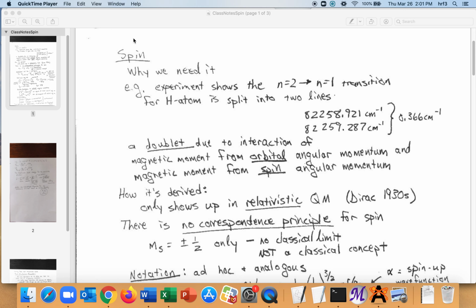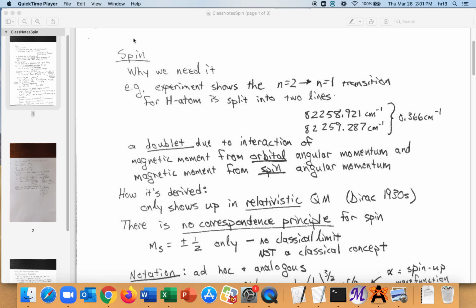Okay, let's talk about spin. Spin, why we need it. Spin is strange. It's mostly only understood by metaphor, but at the same time, it's real. So how do we know we actually need it if we can't see an electron spinning on its axis?